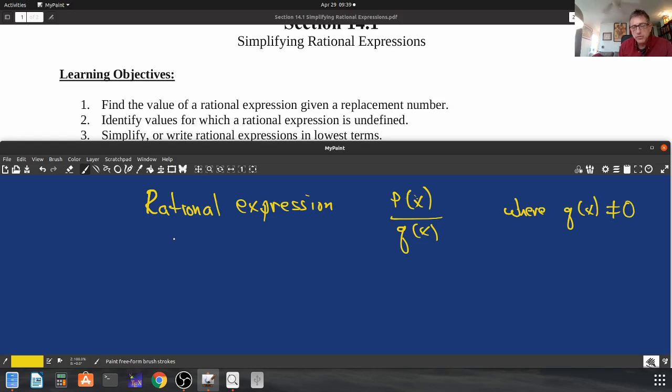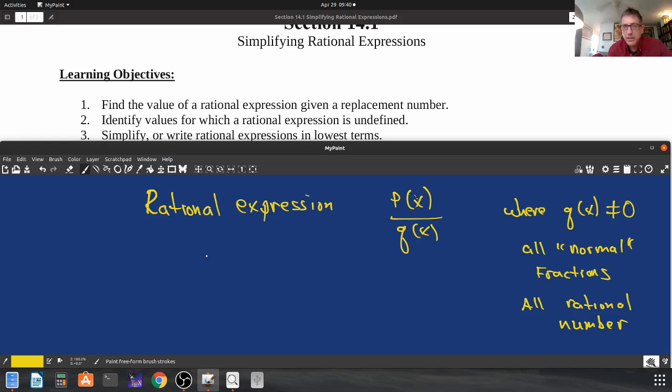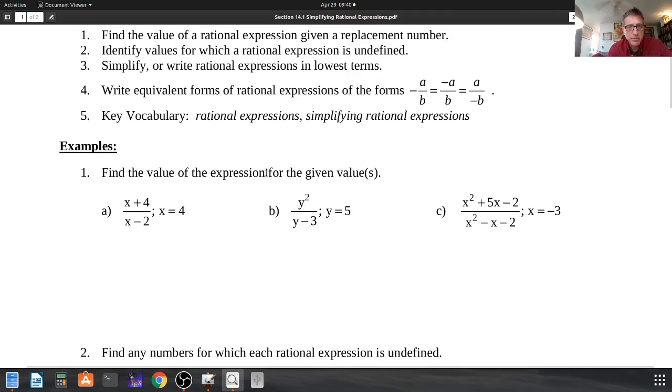So since whole numbers are also polynomials, this includes all what we would call normal fractions. And more generally, it includes all rational numbers. So another word for a regular rational number is a rational expression. Although, as you'll soon see, we're actually dealing with some interesting rational expressions.